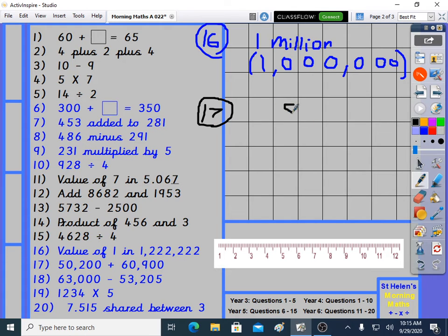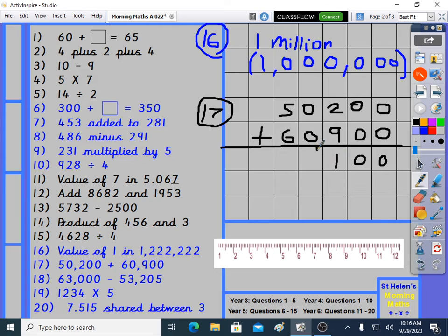Addition with 5-digit numbers. Lots of zeros in here, so it's probably not too hard once we write it out. 60,900. I'll try and do a little estimate in my head. 200 plus 900 is 1,100. 50,000 plus 60,000 is 110,000. So I think it's 111,100. We'll see if the workings get the same as that. Yeah, 111,100.